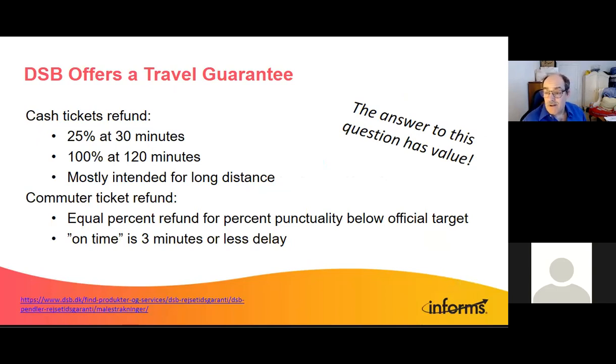Because for one, because of the DSB travel guarantee. DSB has a travel guarantee, and that travel guarantee has a financial liability. So when DSB makes this guarantee, they need to plan in advance a budget for this guarantee. There needs to be money set aside to pay this. How do you figure out what that budget is? How do you figure out how many million kroner you got to set aside in a bank account to pay these claims on this service guarantee?